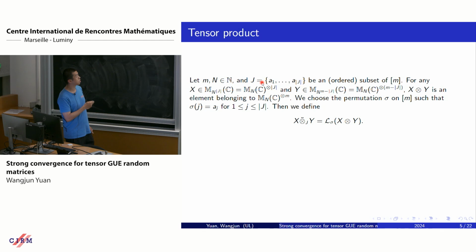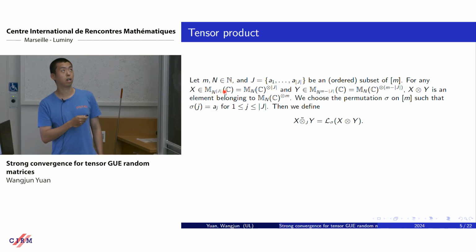And here, we choose J to be a subset of M, and the elements in J are under a certain order. Now for X, which is a matrix with dimension n to the power of the absolute value of J, and Y, which is a matrix whose dimension is n to the power of m minus the absolute value of J, it is known that X tensor Y would be an element of the space of n^m times n^m matrices, M_n(C) tensor m times.